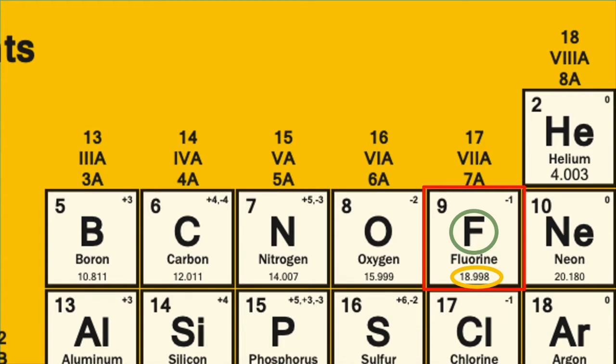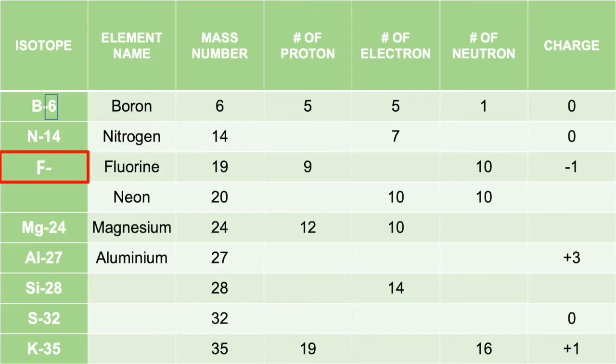So the mass number of fluorine is 18.998. Go back to the table and write the mass number after the dash so that it will become F-18.998, or simply F-19, because we are going to round it off into a whole number.